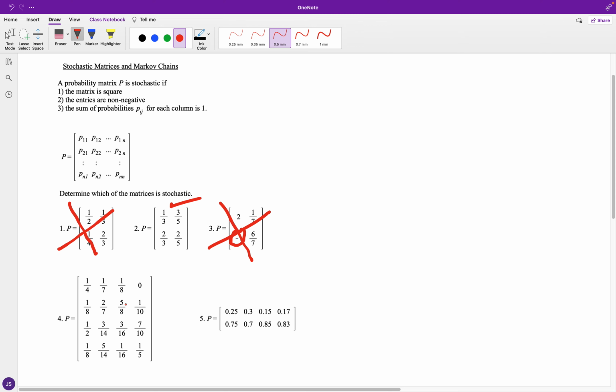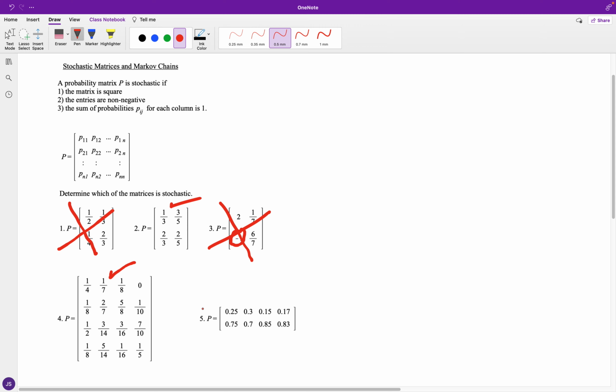Then we have 1/8 and 5/8, so you have 6/8 or 3/4, adding to 3/16. Now 3/4 is 12/16. Adding 3/16, we have 15/16, and then adding one more 16th, we have that total at 1. For the last column, we have 1/10 plus 7/10, which makes 8/10, or 4/5. And 4/5 plus 1/5 is 1. So matrix number 4 is stochastic.